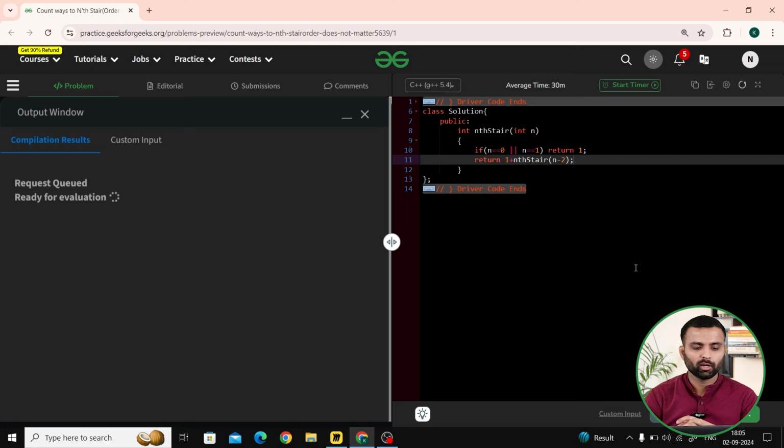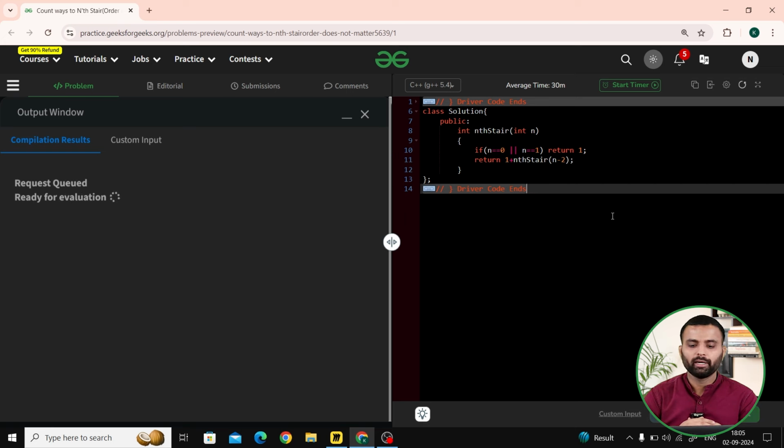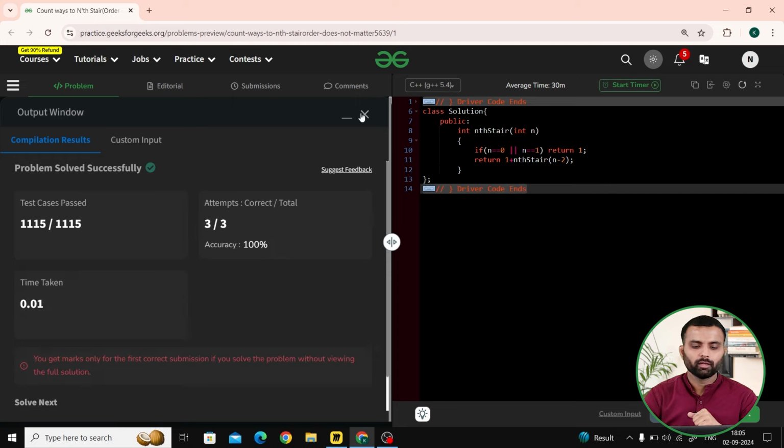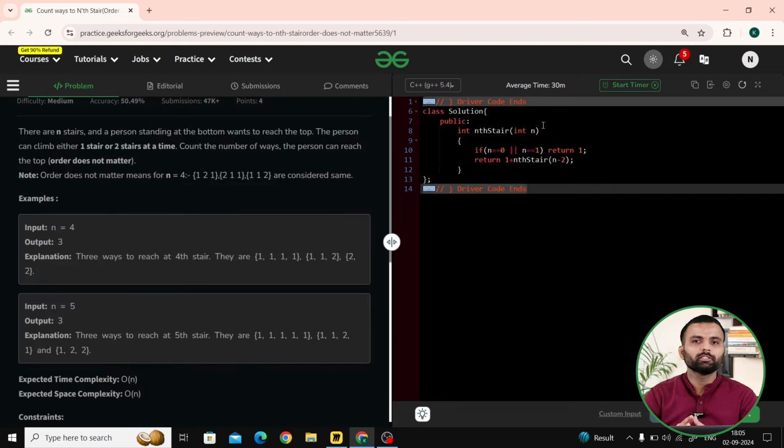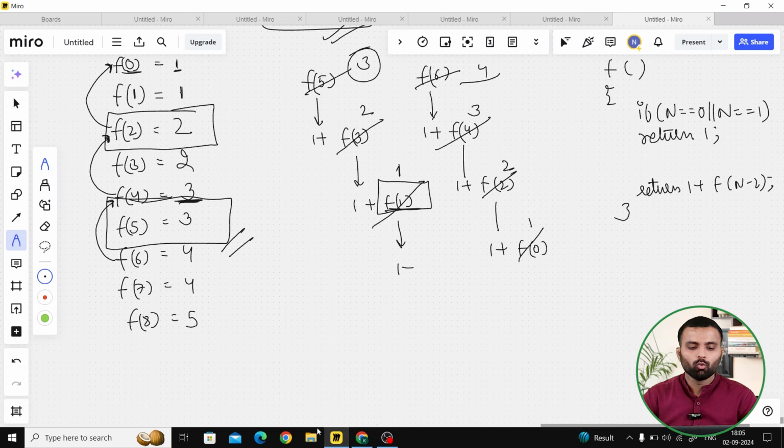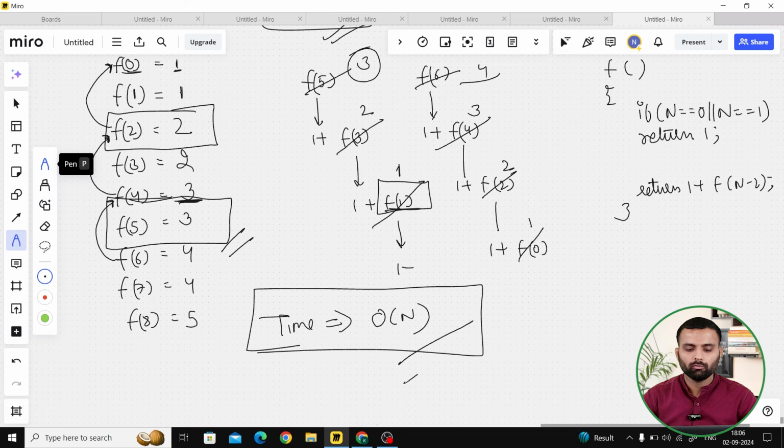So let's see if it's working fine or not. Yeah, let's submit and check. Yeah, it's correct, it's working fine, right? So what's the time complexity of the solution? We go 2 steps back, 2 steps back, 2 steps back. So if you see, that particular problem will be solved in order of n, right? The complexity will be order of n, right?